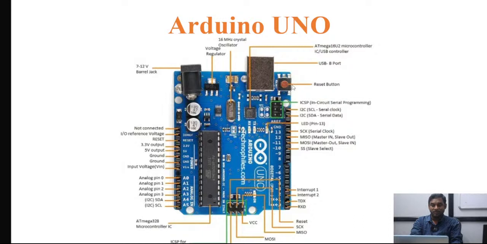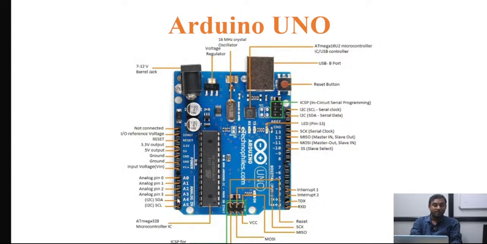On the right hand side we have 14 digital pins. Out of these 14 digital pins, some pins are multiplexed, which means the same pin can be used as a pulse width modulated pin. Similarly, on the left hand side there are 6 analog pins. These analog pins are only input pins, so they can get only analog signals from analog sensors.